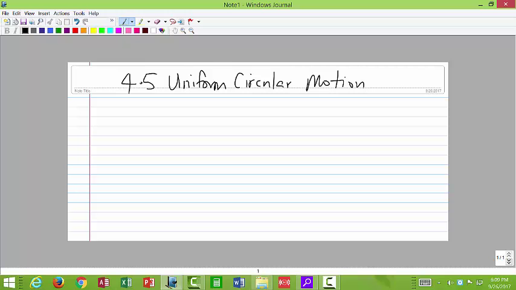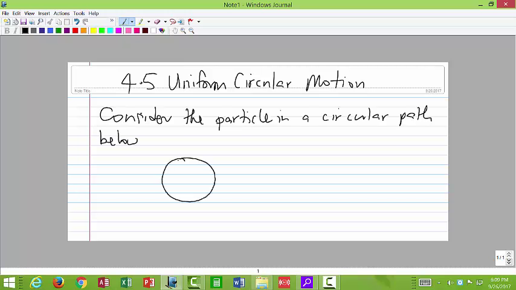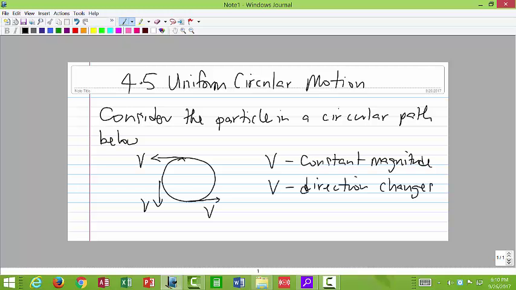So let's consider the circular path shown below. I'll draw a circular path like that. In this circular path, we have velocity v. Let's put another one here, v and v. What I'm showing here is that v has a constant magnitude because the arrows are the same length, but the direction changes. So the direction of the velocity vector is changing for a particle in uniform circular motion. I'll put the radius here, r, for this particle in the circular path as shown there.